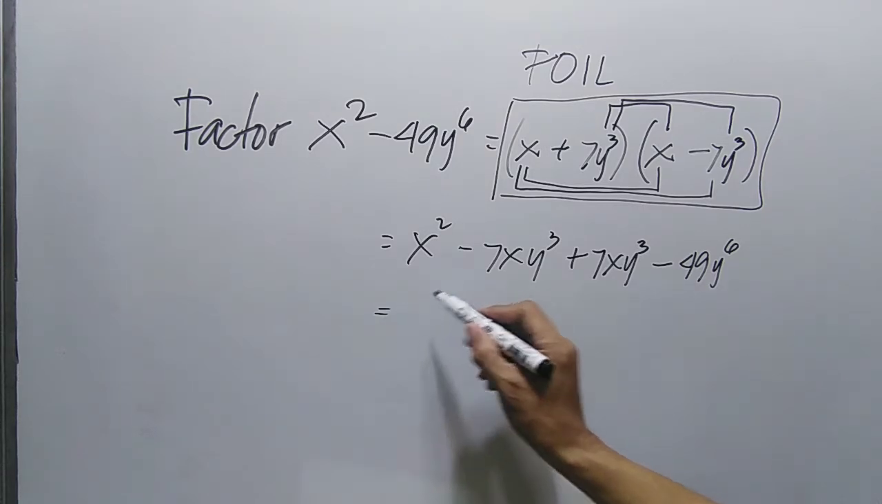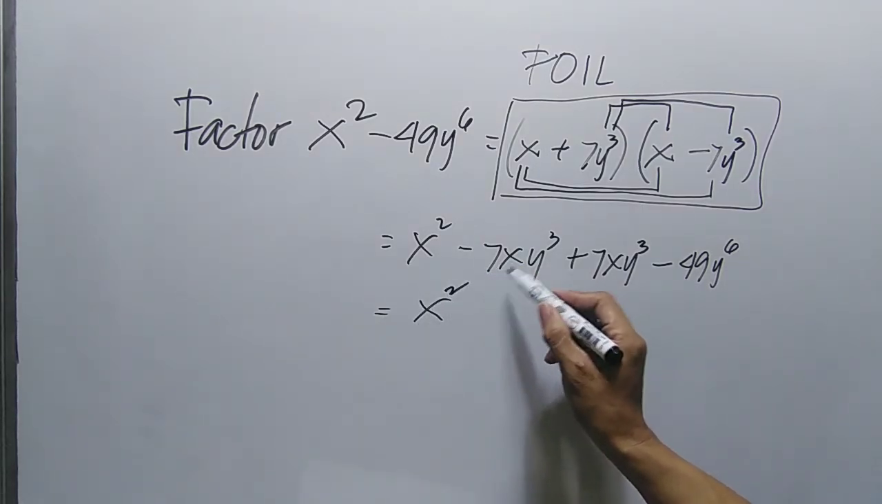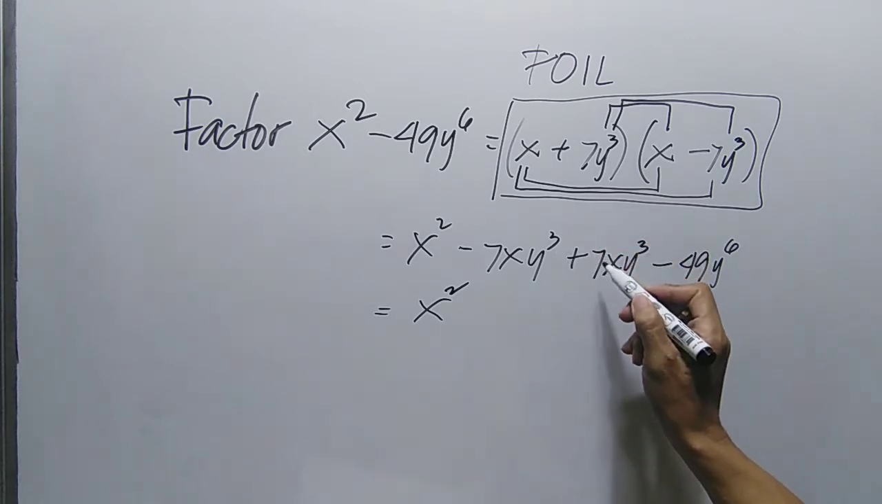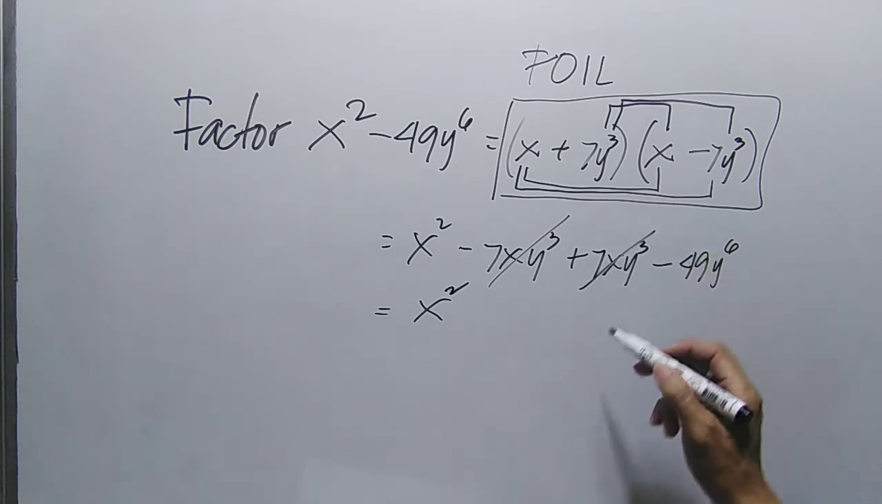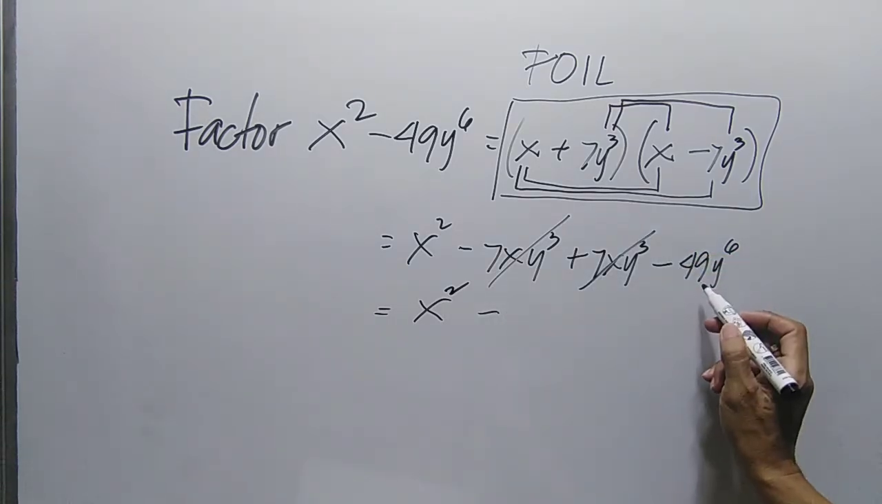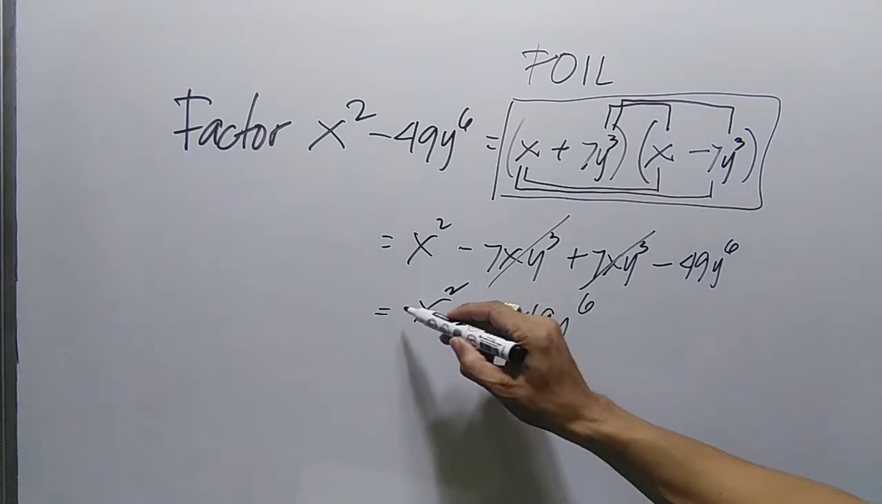Okay? So, equals x squared, ito yung naiwan. Ito si negative 7xy cube at saka si positive 7xy cube. I-cancel natin yan kasi 0 na yan. Then, minus 49y to the 6th power. So, diba, the same sila?